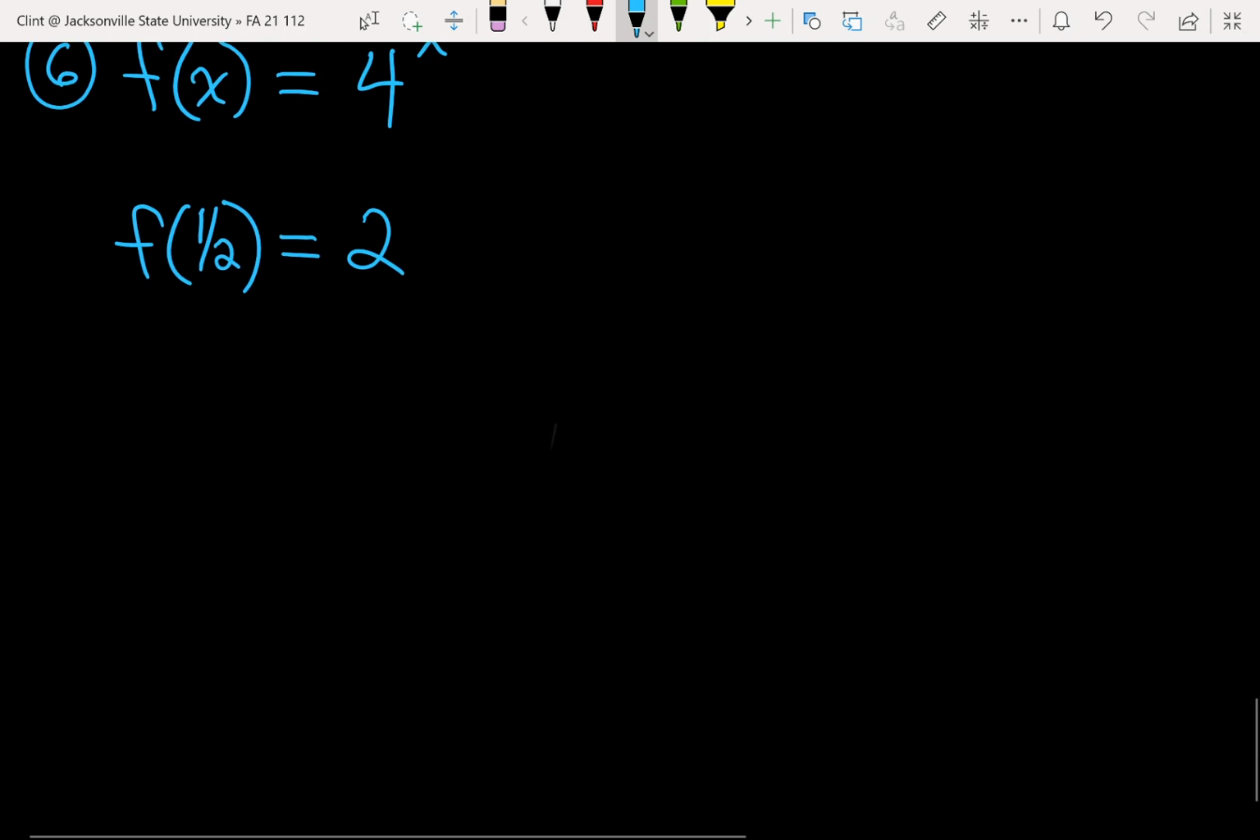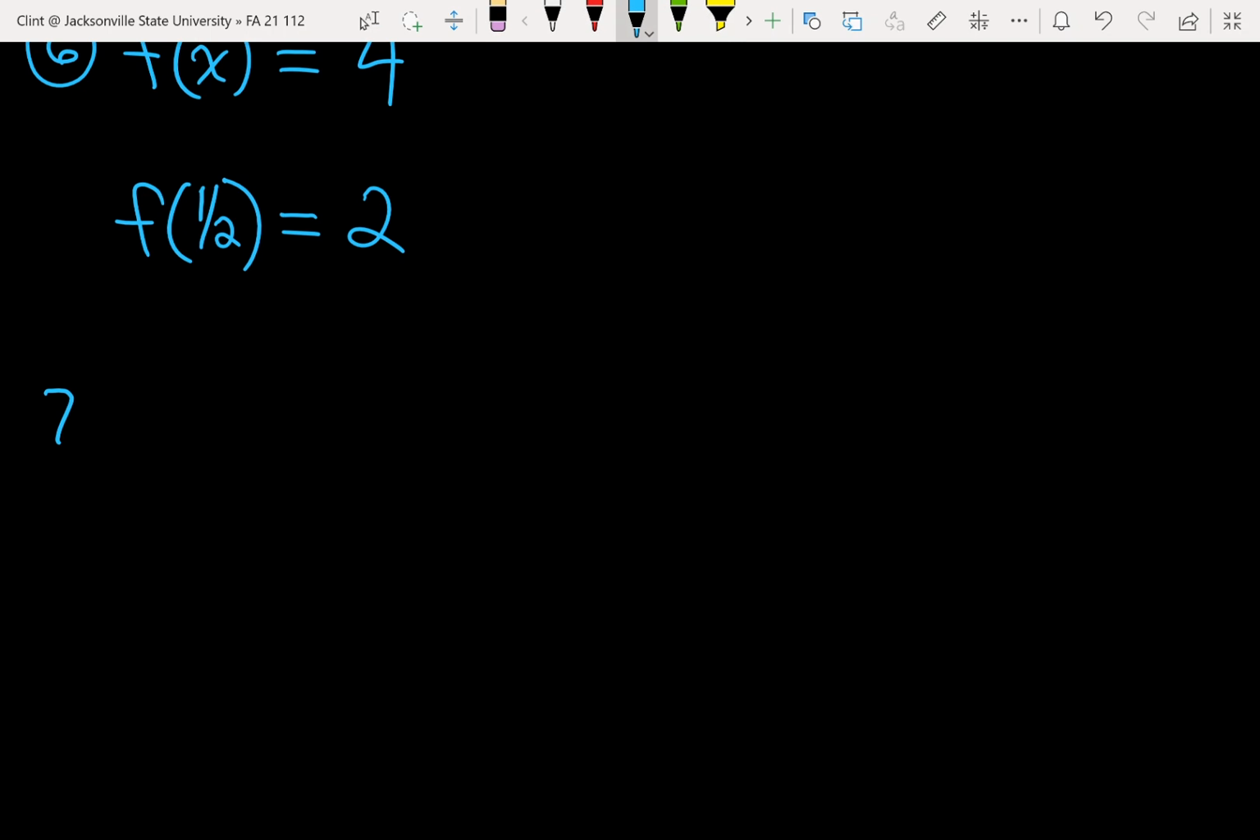Okay. Number 7 says here's the equation in exponential form.